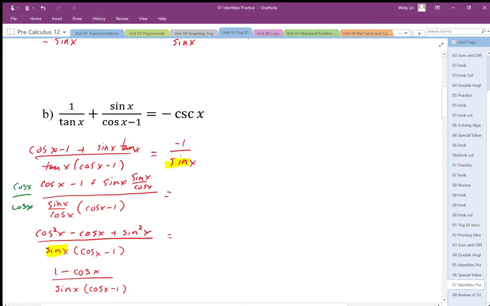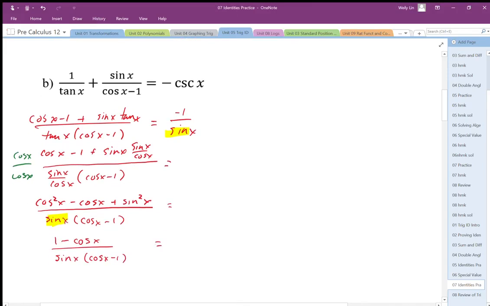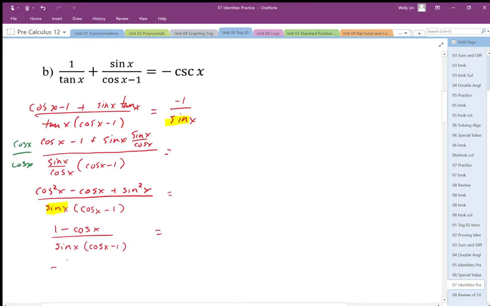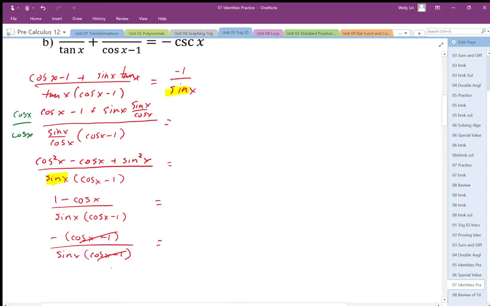So I'm just going to flip that around, and I'm going to end up with my negative, and the cos x minus 1s will cancel out. And there's my proof. Make sure you show the last step there: negative 1 over sine x equals the right-hand side. So there's my proof.